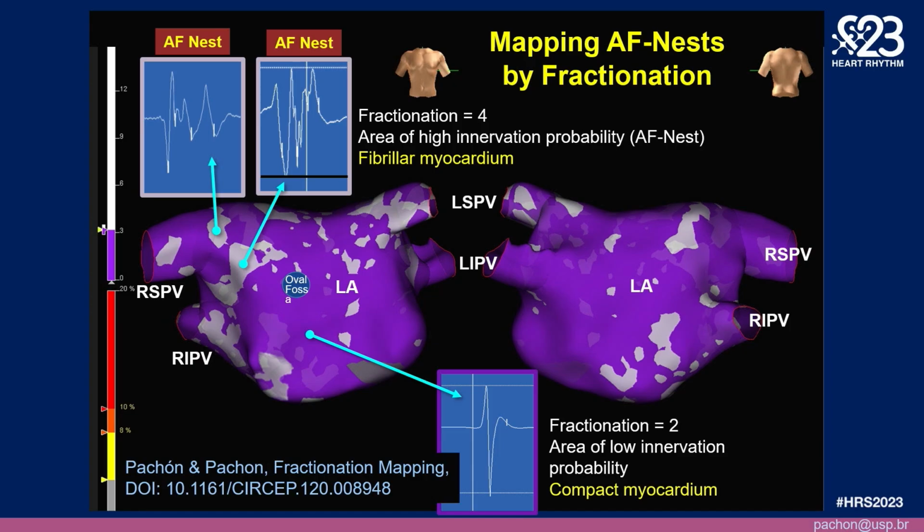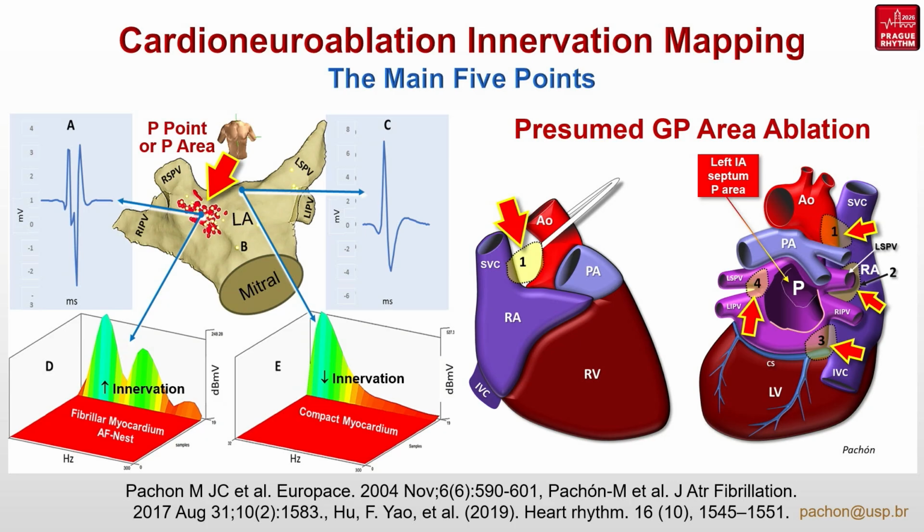And in order to get a more precise procedure, we developed in 2006 the fractionation software that nowadays exists in about systems. This fractionation shows in light areas the areas with high probability of innervation, the atrial fibrillation nest, and in purple areas, we can see the compact myocardium that presents low probability of innervation. Here we can see the main points to be ablated in order to perform the cardioneuroablation.